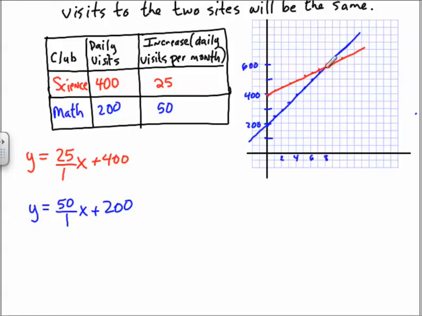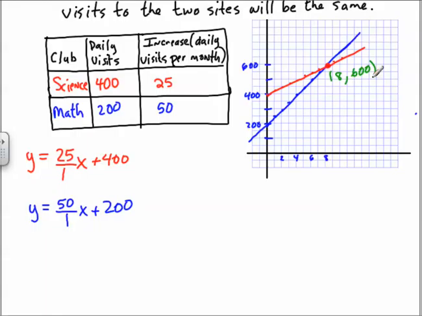Now, let's see. That would be 8 months, right? This point would have 8 months, and it would be 600 visits. But let's try that out. Let's take these two equations and plug that in.